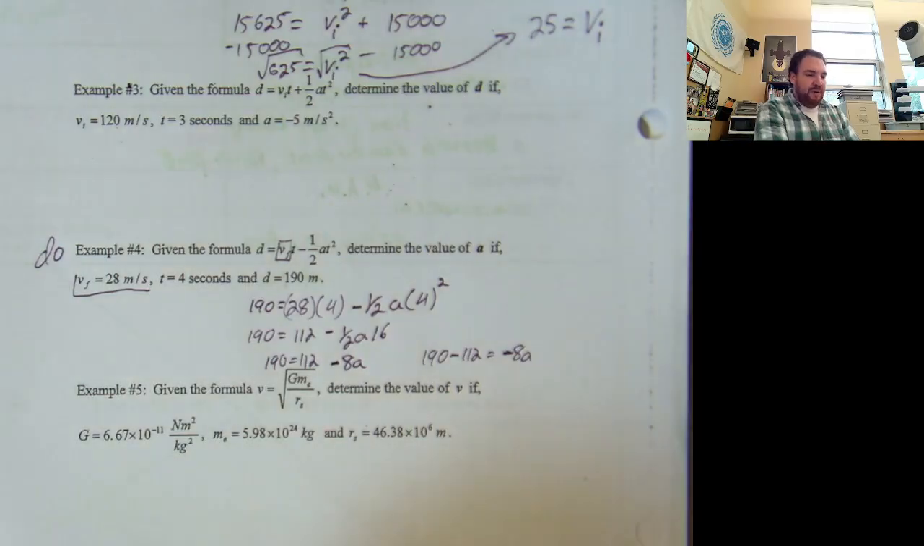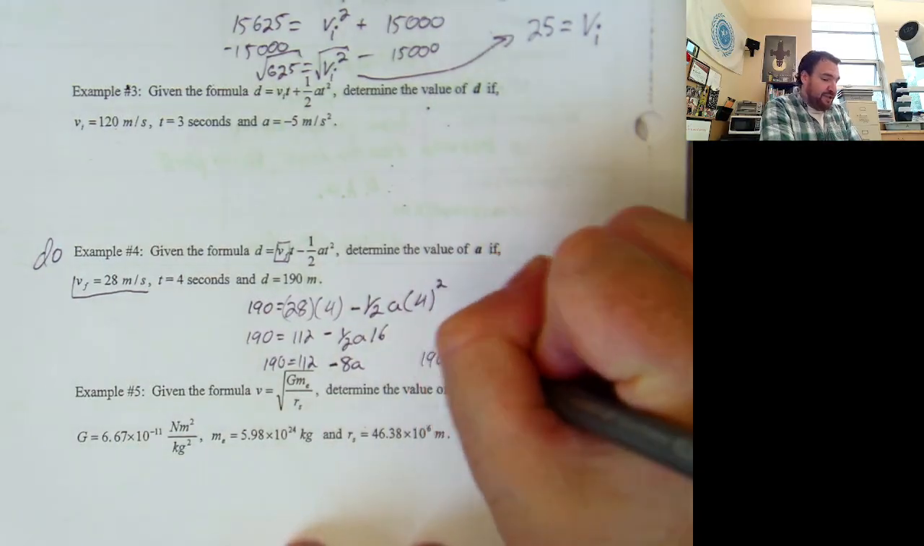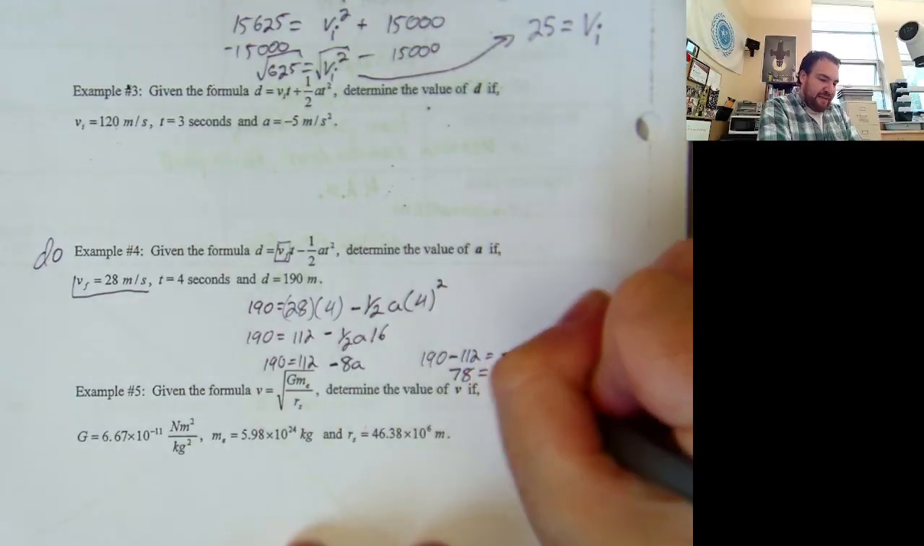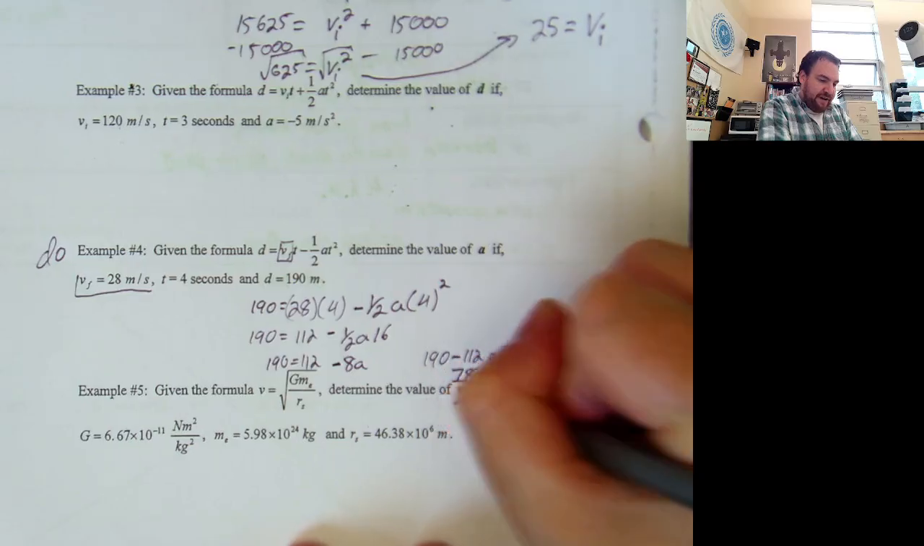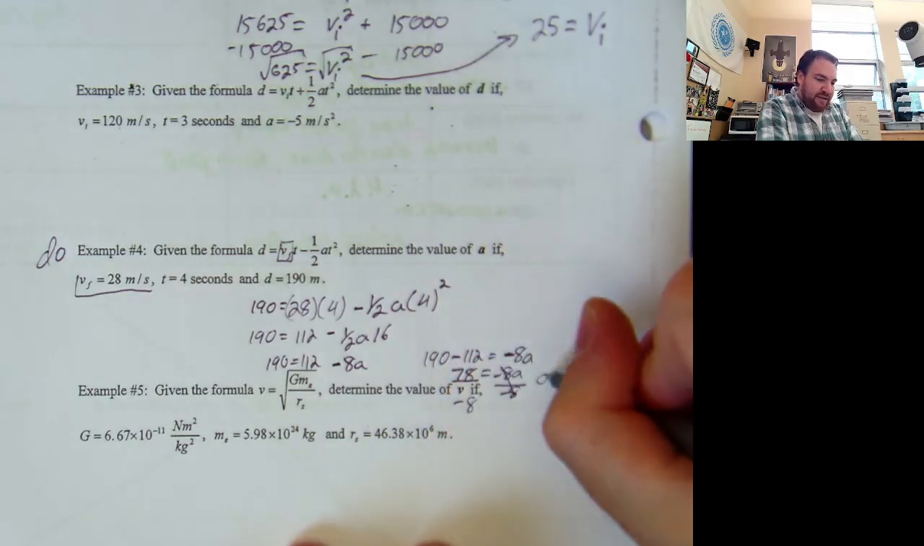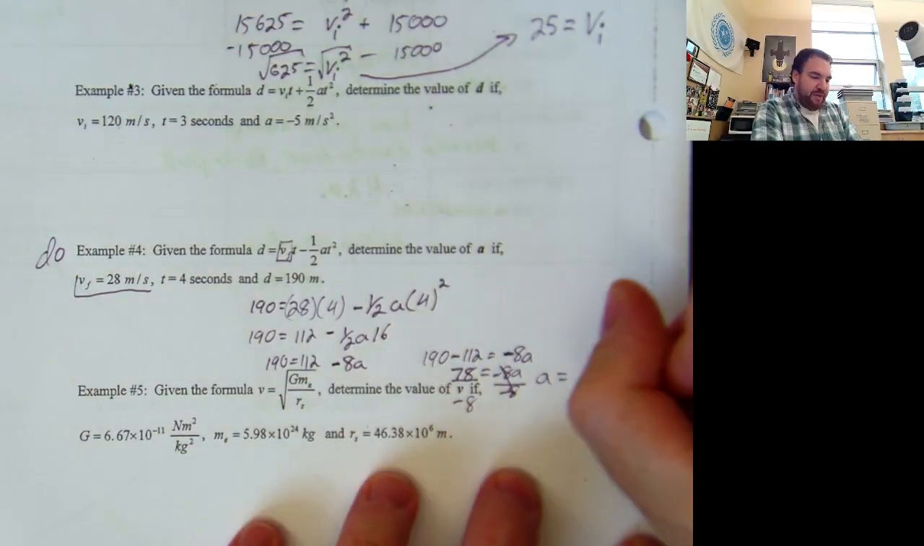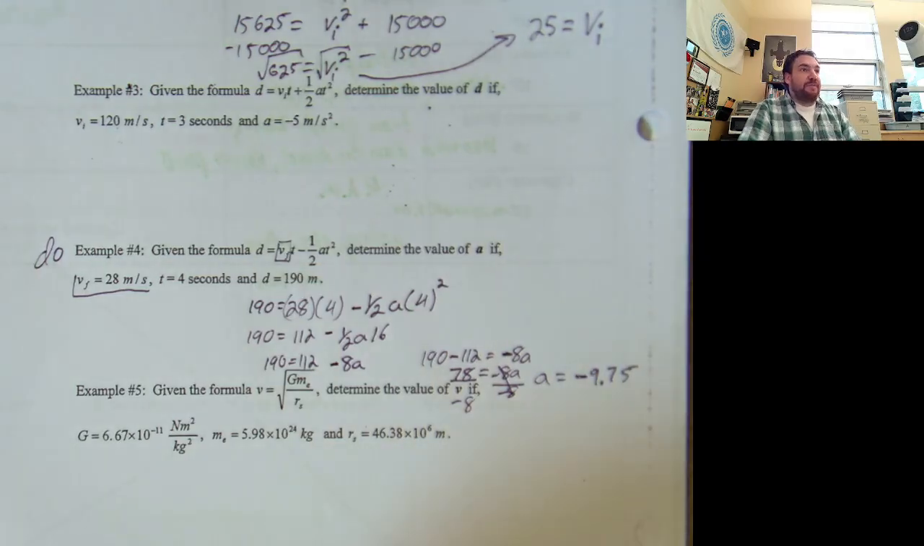190 minus 112, you can use your calculator for that. I've got no judgment, but that's 78. Minus 8A, divide by negative 8, divide by negative 8. And you're going to get A is going to equal 78 divided by negative 8, which should be negative 9 and 3/4. Now, I told a few of you, some of you like to operate in fractions, and that's fine.